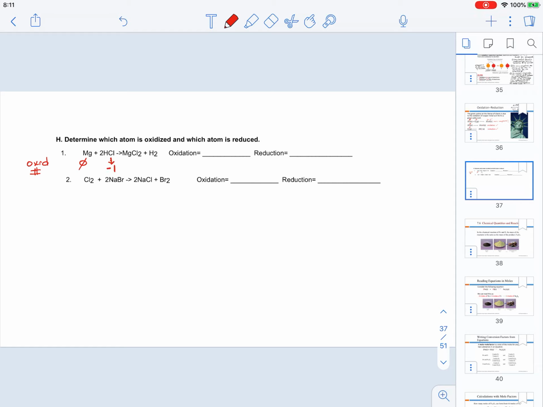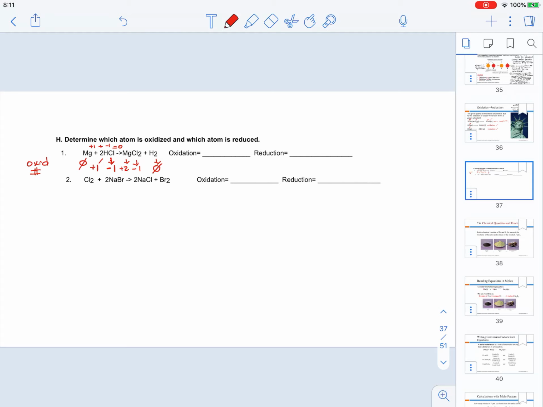And H is specifically going to be +1, because remember, overall, this doesn't have a charge. So when we add those oxidation numbers, -1 plus +1, that must equal 0. Remember, HCl is a covalent compound. Then magnesium chloride is going to be an ionic compound. So we're going to reassign the charges, which are going to be their oxidation numbers. Magnesium is +2, chlorine is -1. And then our hydrogen, because it's in elemental form, has an oxidation number of 0.